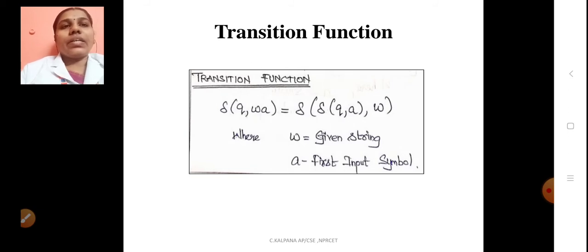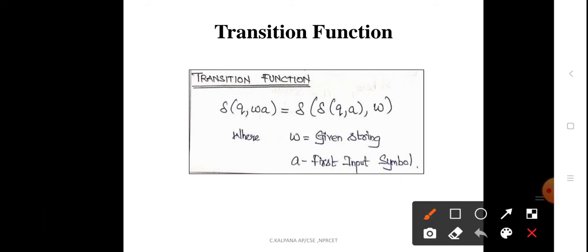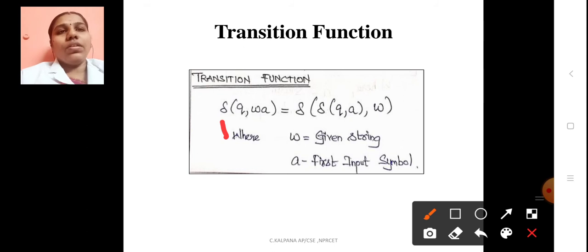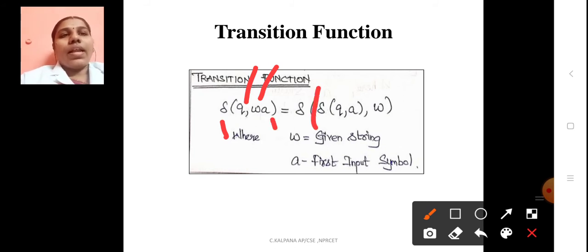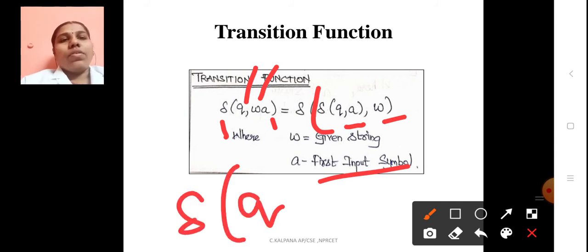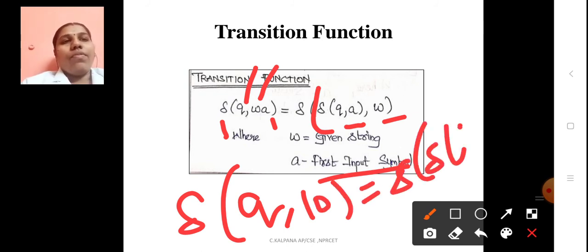This is the transition function of finite automata. The formula of the transition function is delta, Q is the state, W is the input, and A is the last input. So delta of Q comma A and W. W is the given string, A is the first input symbol or taken as the last input symbol. For example, delta of Q comma 10 can be written as delta of delta of Q comma 1 comma 0.